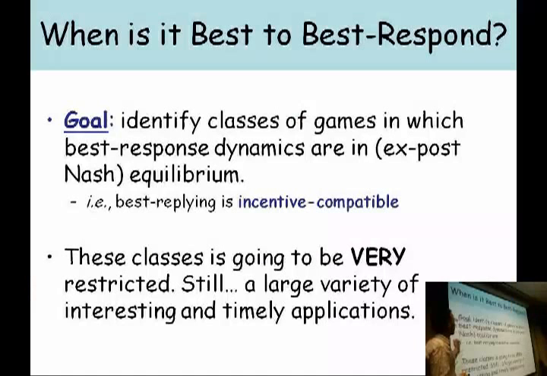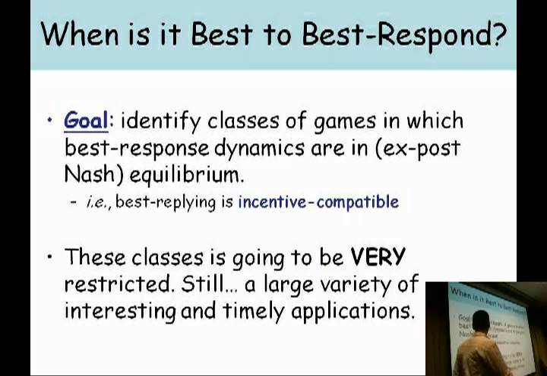So what do we want? We want to identify classes of games in which best response dynamics are in ex post equilibrium. So this relates to what you said. Basically, best replying is incentive compatible in the following sense. Regardless of what my private information is, regardless of what your private information is, if you are best responding, I should be best responding. There's nothing better for me to do than to repeatedly best respond as long as everyone else is doing this.